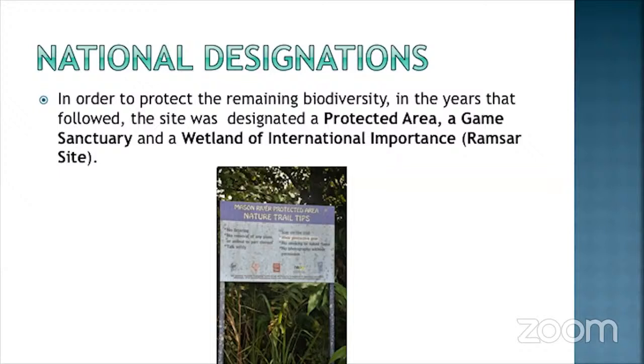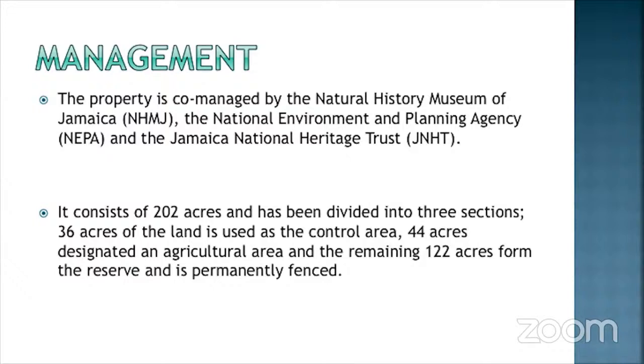The site is one of Jamaica's 4 wetlands of international importance. The property is managed by the Natural History Museum of Jamaica, NHMJ, the National Environment and Planning Agency, NEPA, and the Jamaica National Heritage Trust, JNHT. It consists of 202 acres and has been divided into 3 sections: 36 acres for the control area, 44 acres designated as agricultural area, and the remaining 122 acres form the reserve and is permanently fenced.